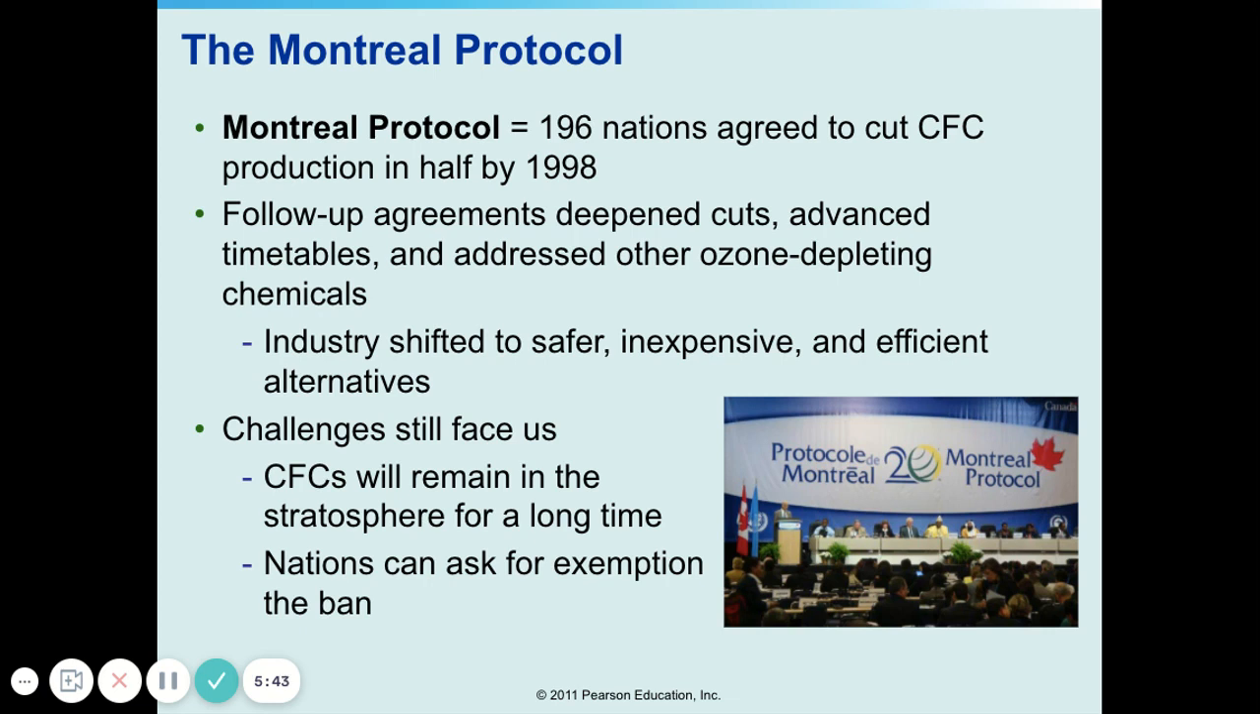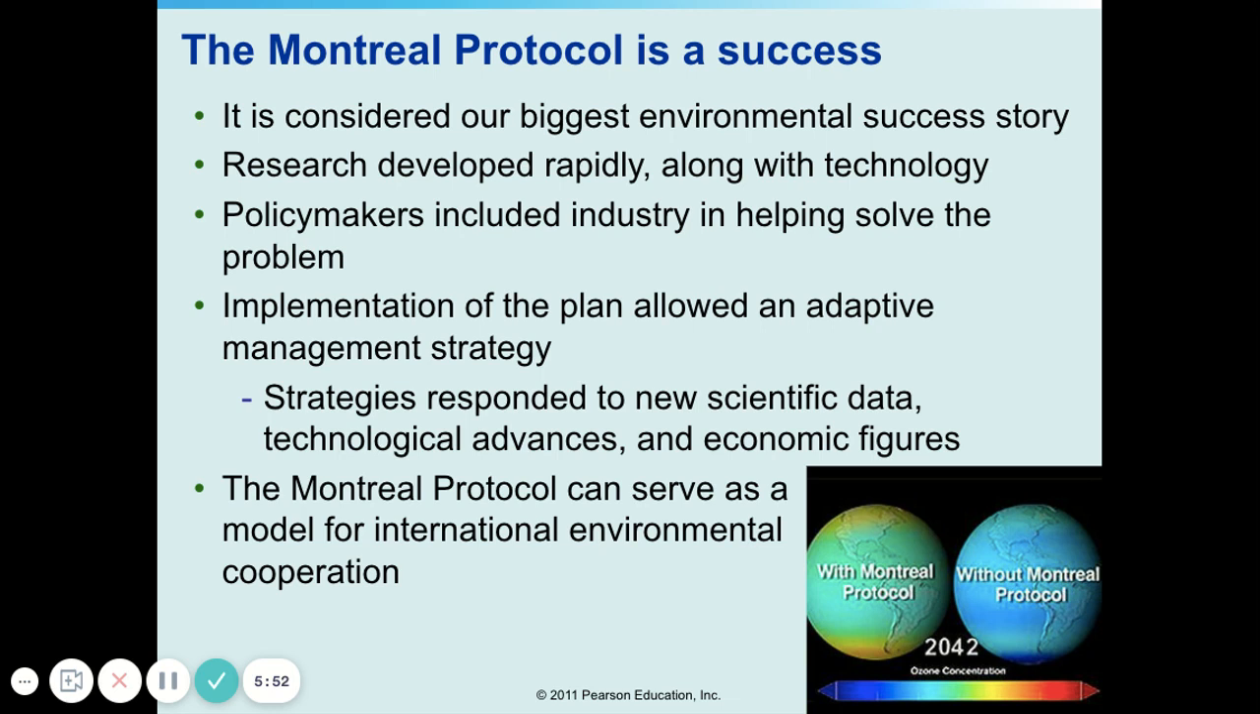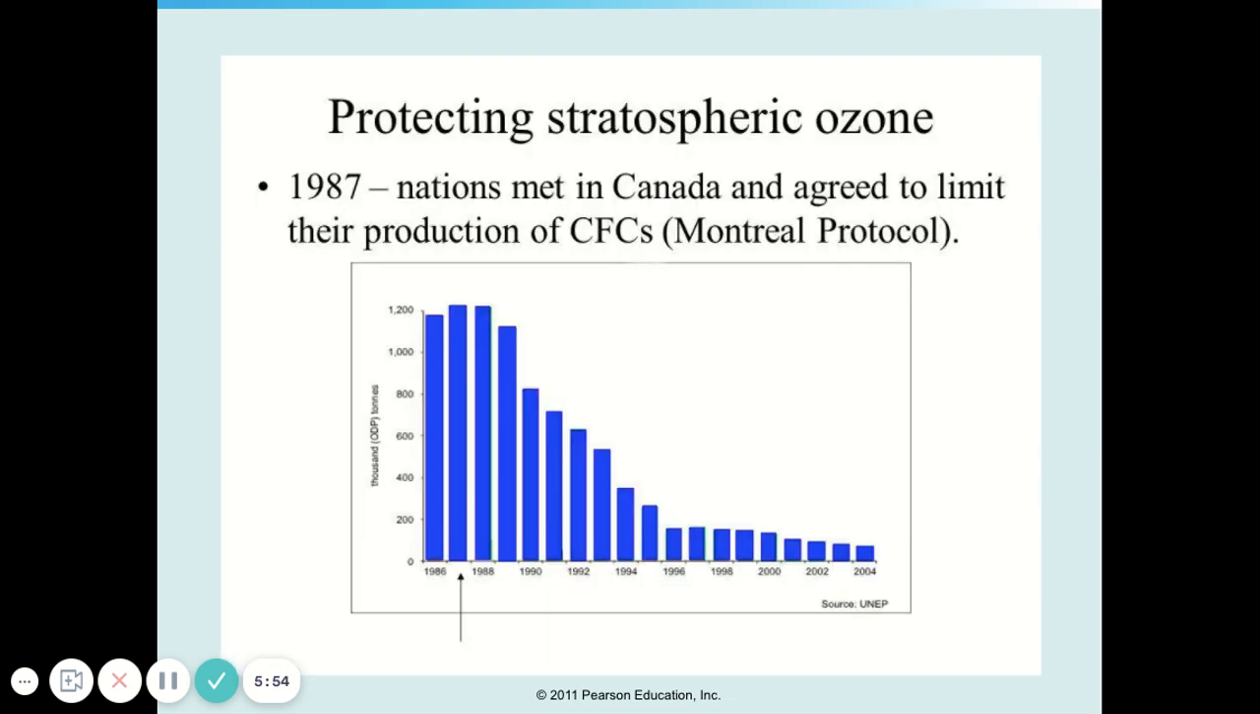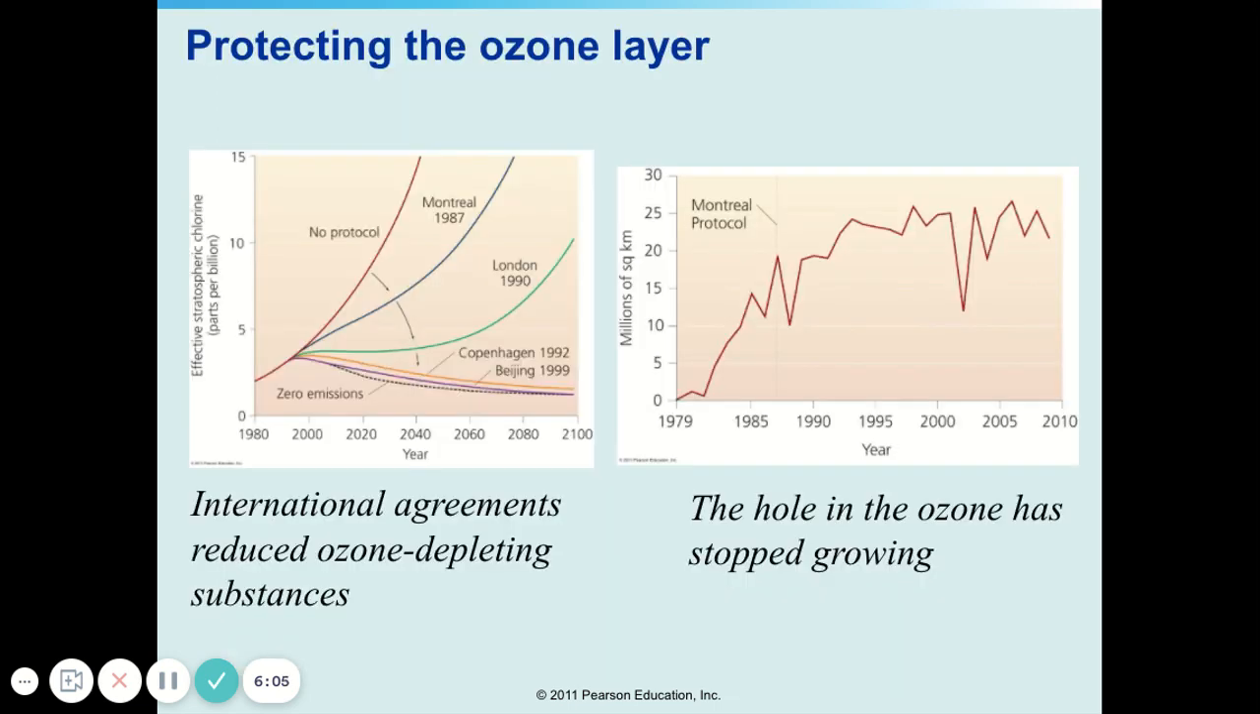The Montreal Protocol was an effort by the United Nations to reduce CFCs in response to the ozone crisis. And luckily, it was very successful. You can see how the production of CFCs was reduced over the years after the signing of the Montreal Protocol. And while the ozone hole is still there, it's not growing substantially, although it does vary a little bit from year to year depending on the conditions.